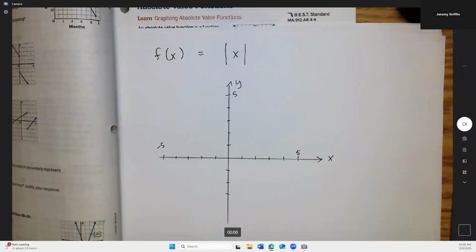Absolute value of x? Oh yeah, 0 will be a point, wouldn't it? If you plug in 0 for x, you get 0 for f of x. So that's 1 point. But there's lots of other points.